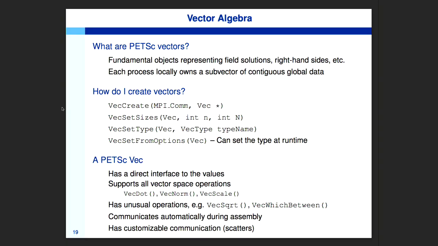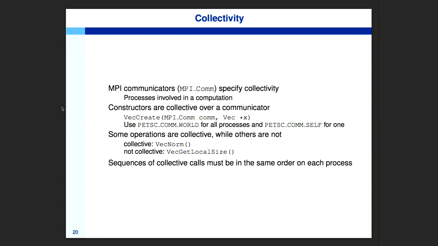So from within that vector, you, as a user, can directly access the memory. You have direct access to the values. You can do various vector space operations, such as dot products, norms, whatnot. And there's functionality to help communicate automatically when doing parallel assembly. We'll talk a little bit more about that in the next slides. Also, there's custom communication available for scatters between different vectors. So again, this is just emphasizing the concept of collectivity in parallel. MPI communicators specify the processes that are involved in any particular computation.